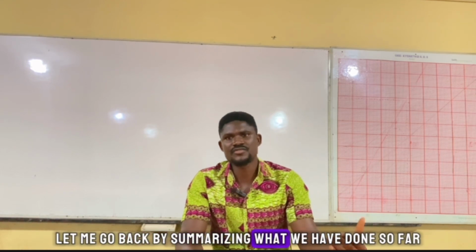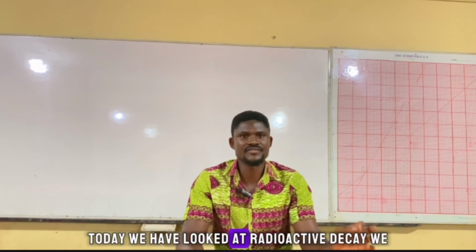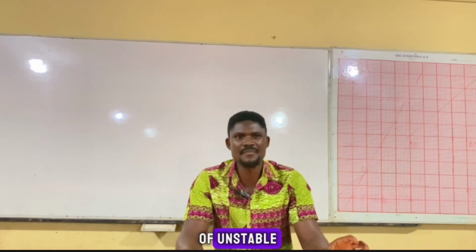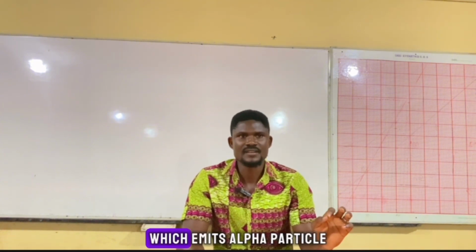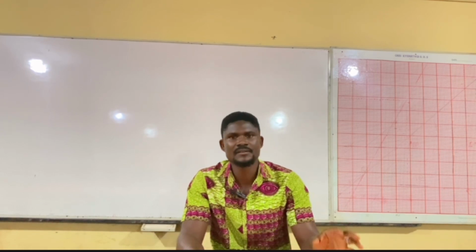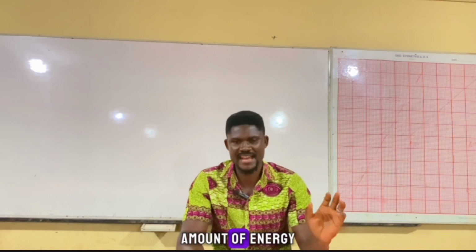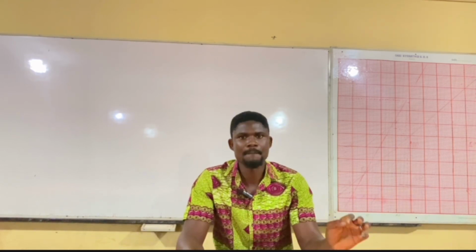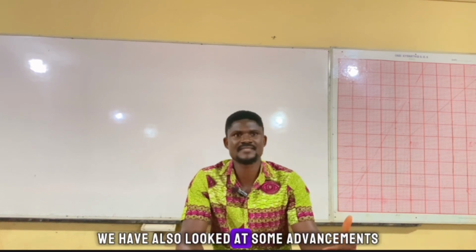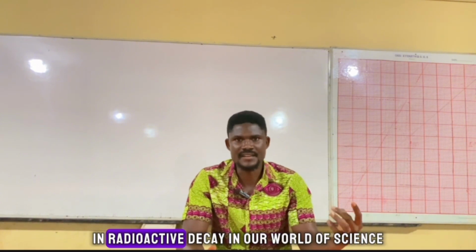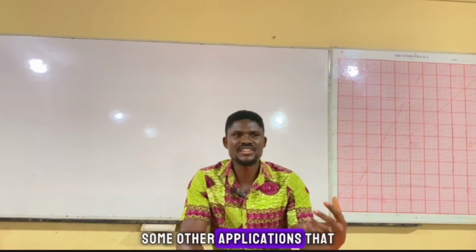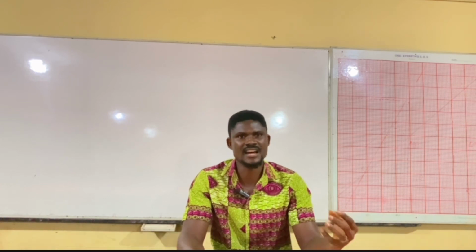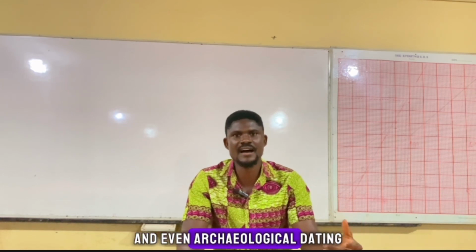Let me go back by summarizing what we have done so far. Today, we have looked at radioactive decay. We have defined radioactive decay as the spontaneous disintegration of unstable atomic nuclei, which emits alpha particles, beta particles, and gamma particles with emission of an enormous amount of energy. We have also talked about the types of radioactive decay: alpha decay, beta decay, and gamma decay. We have also looked at some advancements in radioactive decay in our world of science. Some other applications that we will talk about in our next lesson will be some of the applications of radioactive decay in medicine, industry, and even archaeological dating.